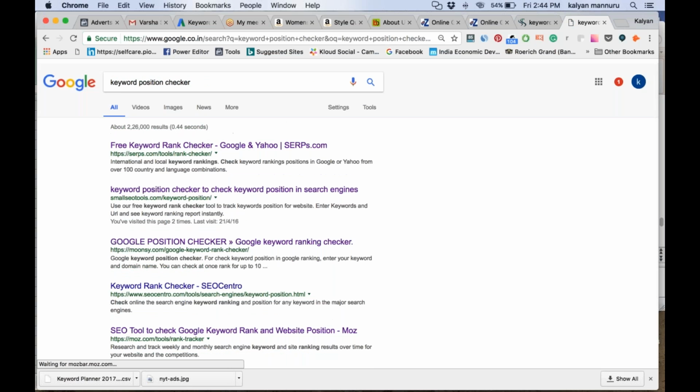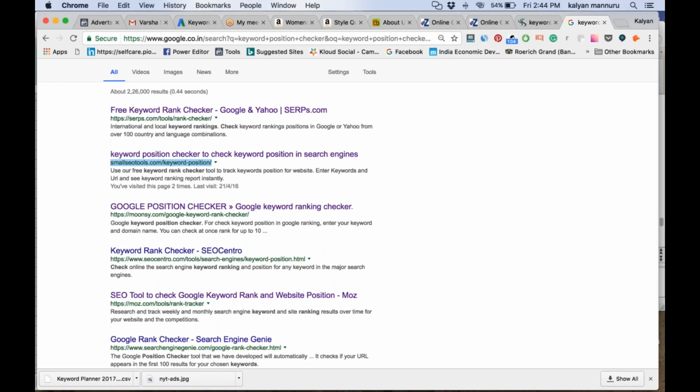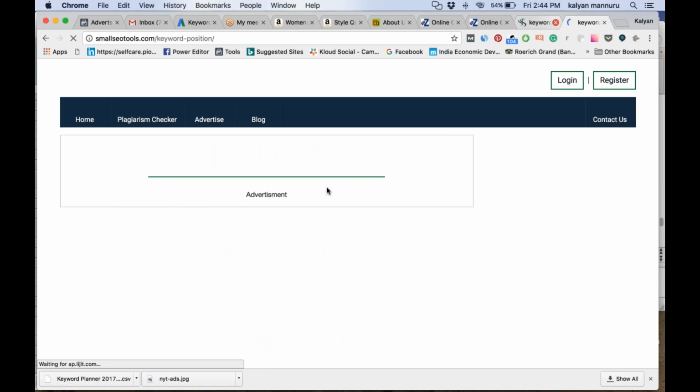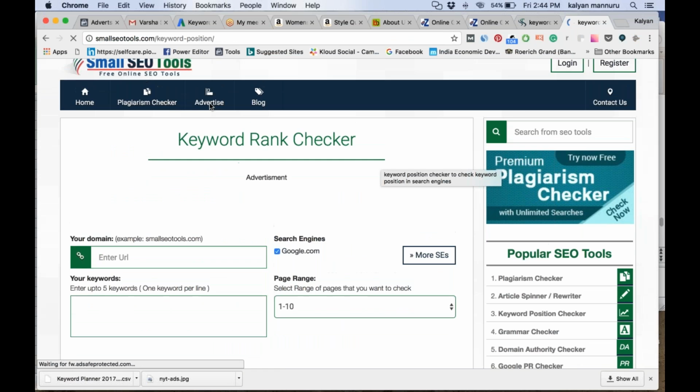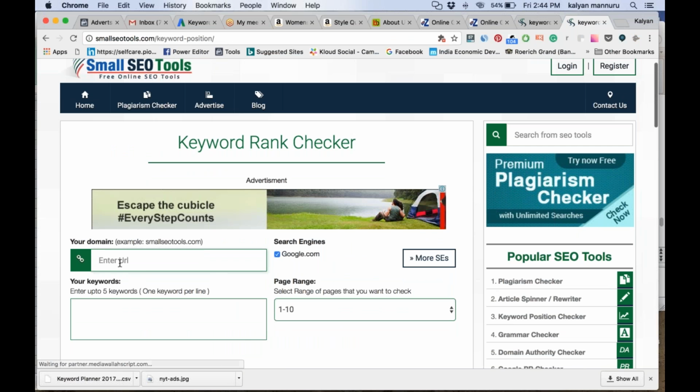So you have all these tools. You have search tool, serps.com, and this is the tool that I used already, smallseotools.com/keyword position. So there are more you can check later. Just search for keyword position checker to see positions of each keyword. So I'm using one of the tools that is listed on Google search results called smallseotools.com/keyword position. It is asking me to give a URL.